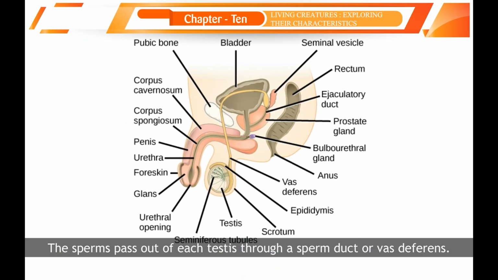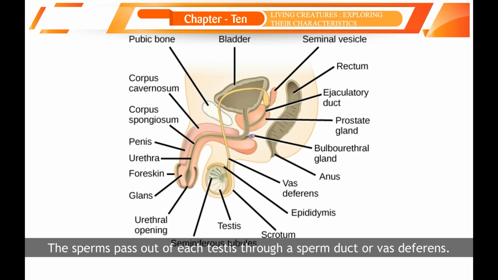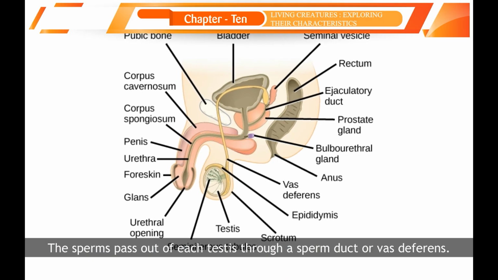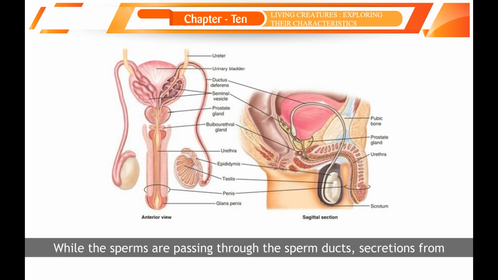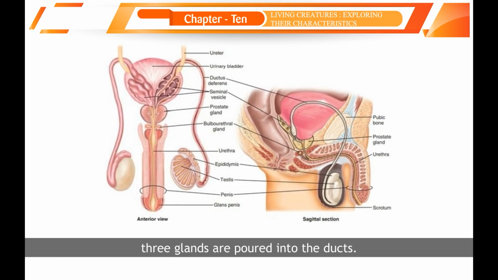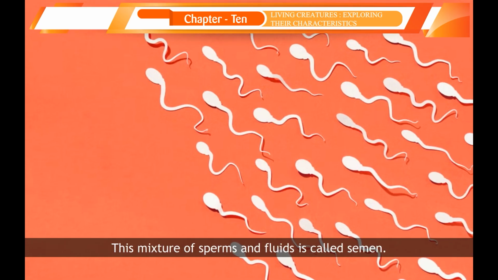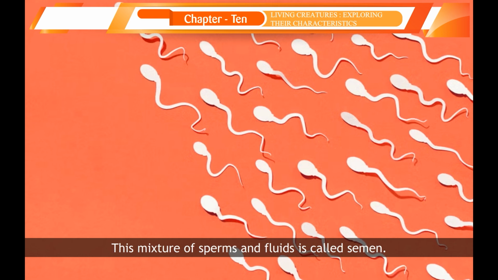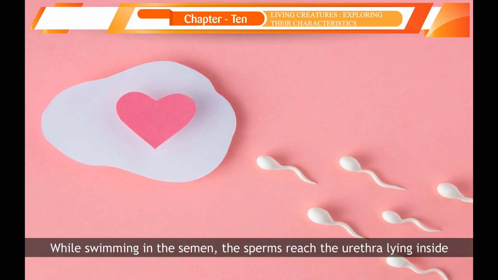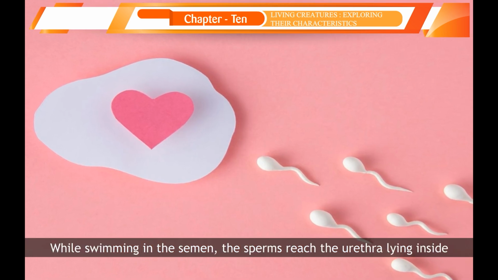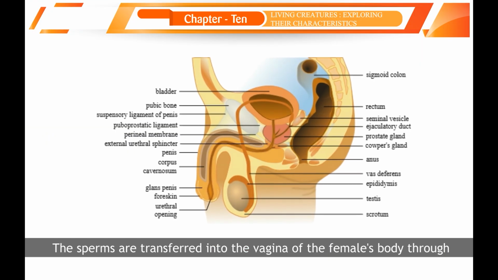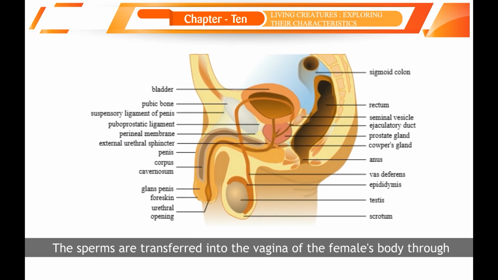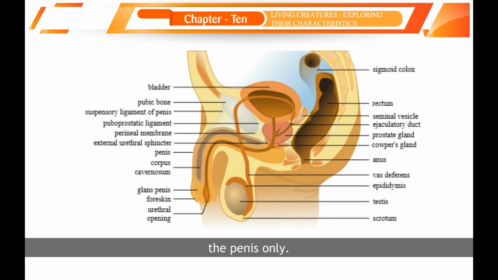The sperms pass out of each testis through a sperm duct or vas deferens. While the sperms are passing through the sperm ducts, secretions from 3 glands are poured into the ducts. This mixture of sperms and fluids is called semen. While swimming in the semen, the sperms reach the urethra lying inside the penis. The sperms are transferred into the vagina of the female's body through the penis only.